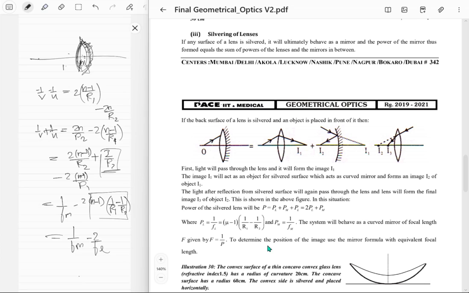Determine the position of the image, use the mirror formula with equivalent focal length. Equivalent focal length. Wait, what? Now how could they do this? It's clearly not 2 upon FL minus 1 upon FM.